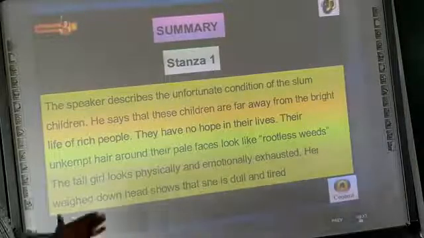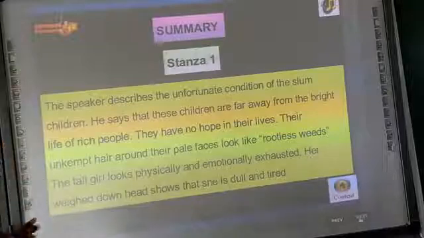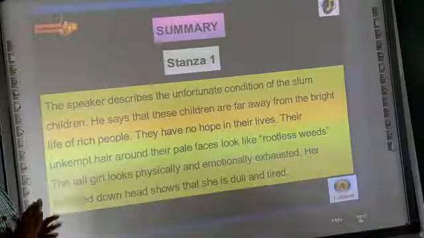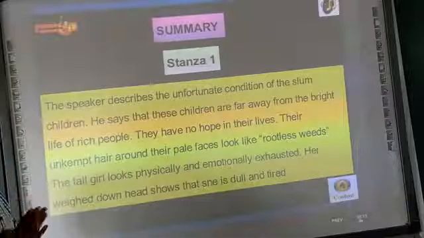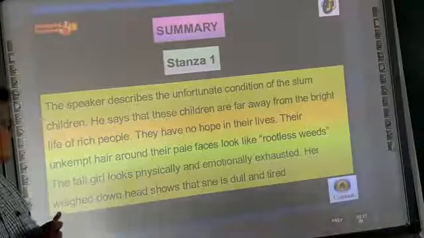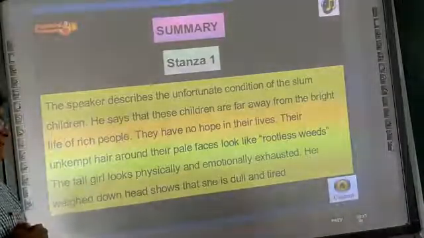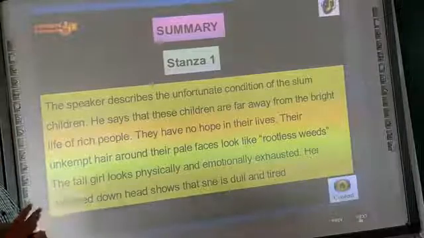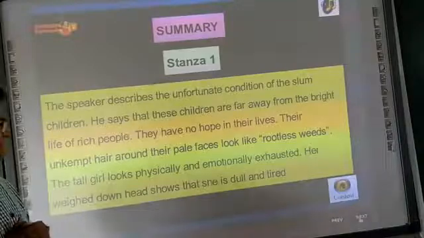Now let's study the first stanza. The speaker describes the unfortunate condition of the slum children. He says that the children are far away from the bright life of rich people. They have no hope in their lives. They are unkempt, not neat. Their pale faces and hair look like rootless weeds.